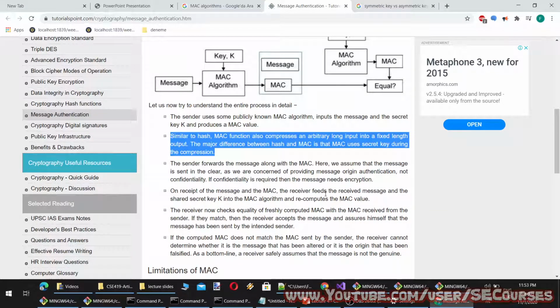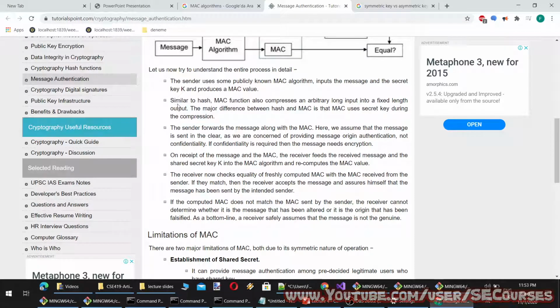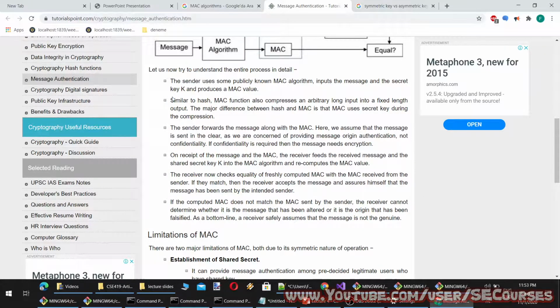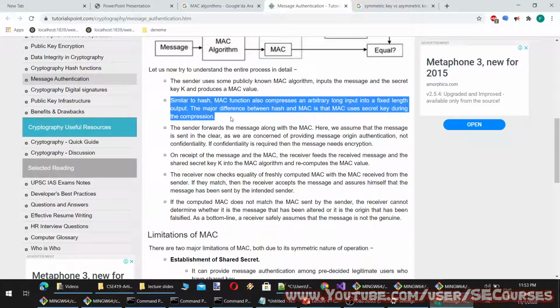Similar to a hash, a MAC function also compresses an arbitrary long input into a fixed length output. The major difference between hash and MAC is that MAC uses a secret key during the compression. So this is similar to hashing functions such as MD5 or SHA-256. However, the difference here is that it takes a key, a private key.